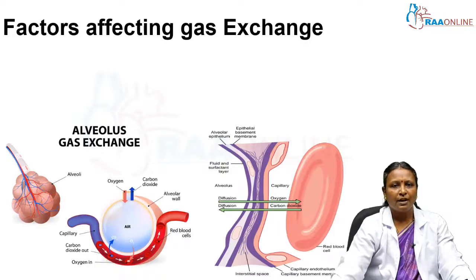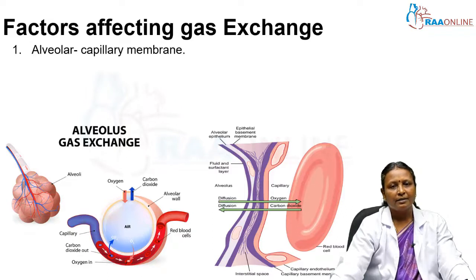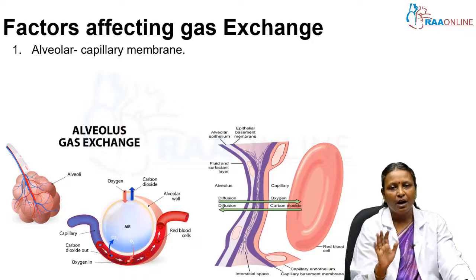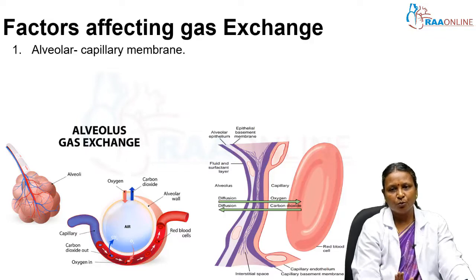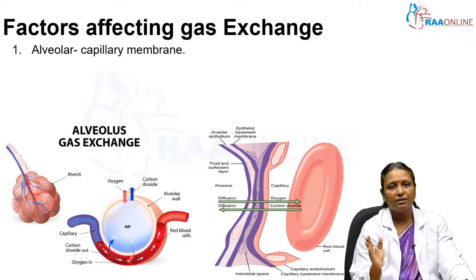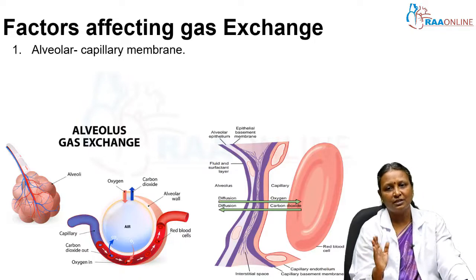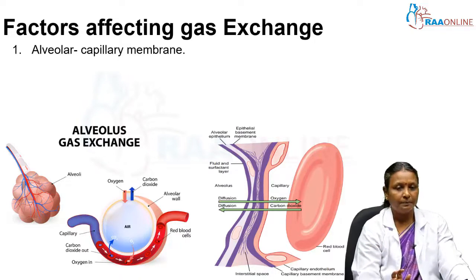So, what are all the factors that will affect the gas exchange? The characteristics of the alveolar capillary membrane will decide how much of air is going to move on either side. If the thickness of the membrane is more, then what will happen? Less amount of air only can diffuse. The surface area is very high, it is around 70 meters square, large surface area. So, the gas exchange will be very rapid.